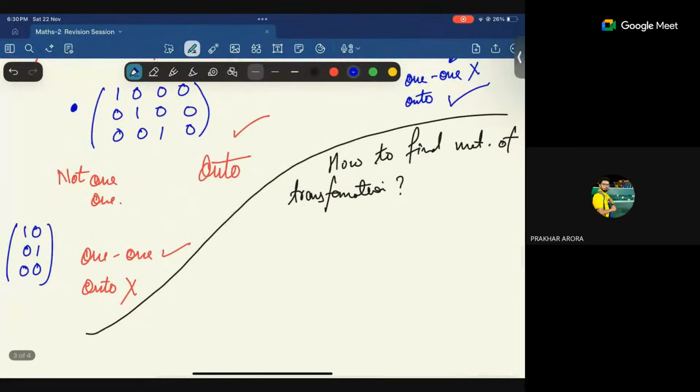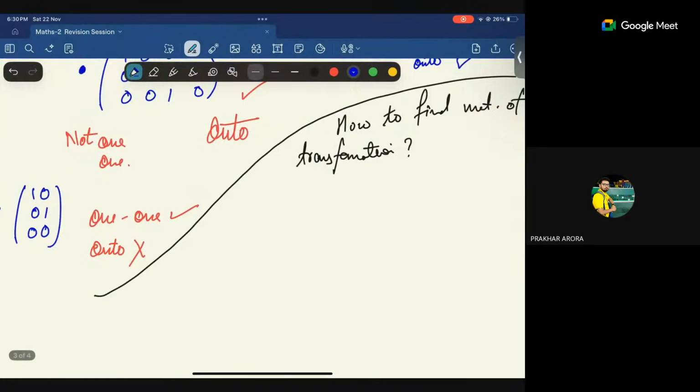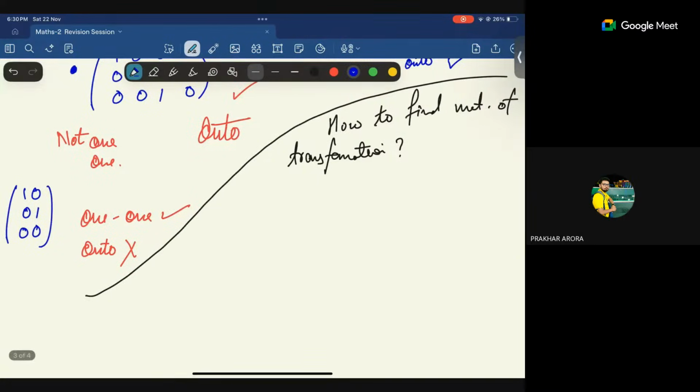How to find matrix? Yeah, okay. Mulishwaran, did I adequately answer your question? Was this clear to you? Yes, very good. Now quickly, this is a very important thing: how to find matrix of transformation.